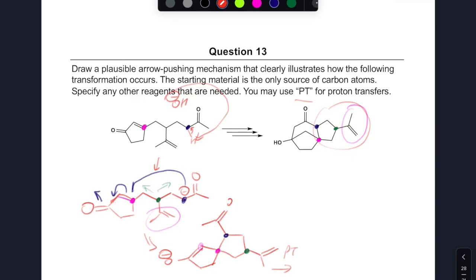So this is where we're going to do a simple proton transfer, and we're just going to go back to a ketone. So redrawing the product we have so far, we have our carbonyl, first 5-membered ring over here with our alkene, and then second 5-membered ring over here with another carbonyl at that position.